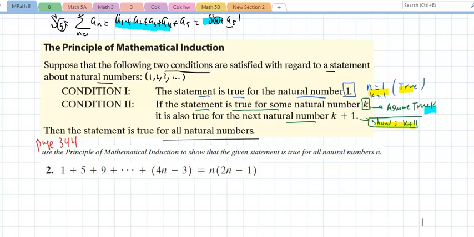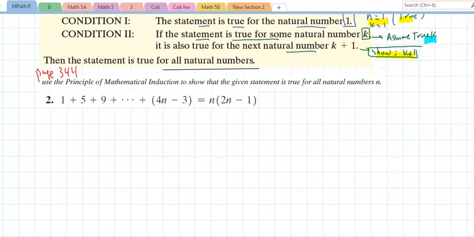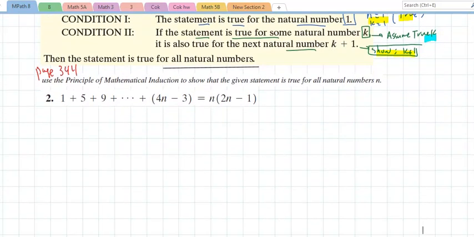And here's a natural number problem on page 344. Use the principle of mathematical induction to show that the given statement is true for all natural numbers n. And if you can't find this in your book, it's already in files, all of the following sections, 7.1, 8.1, 9.1, and 10.1.